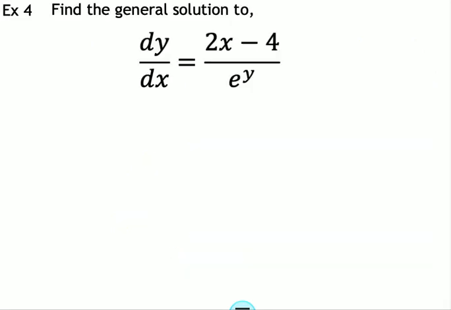Okay, fourth example. Again, involves exponentials. It doesn't matter. We know what we're doing. Separate the variables.